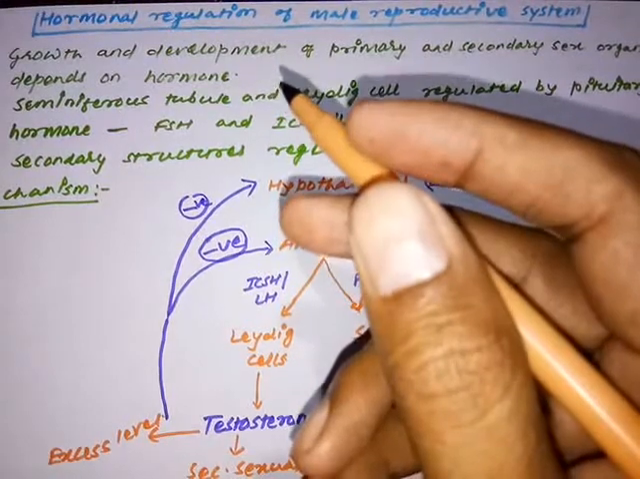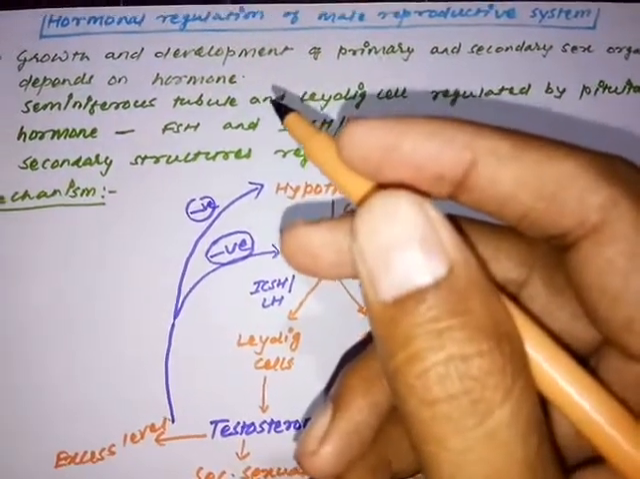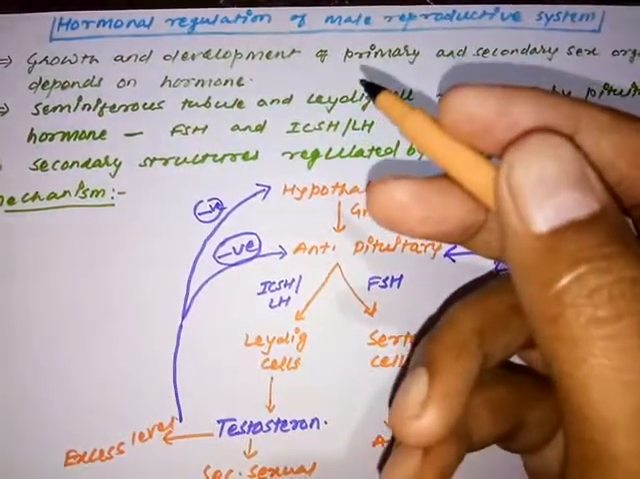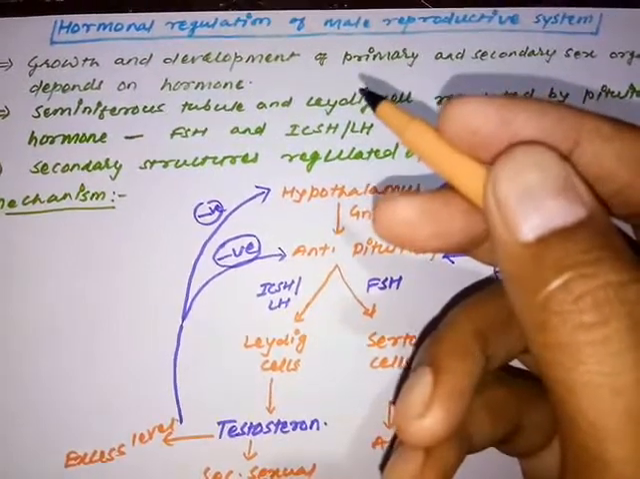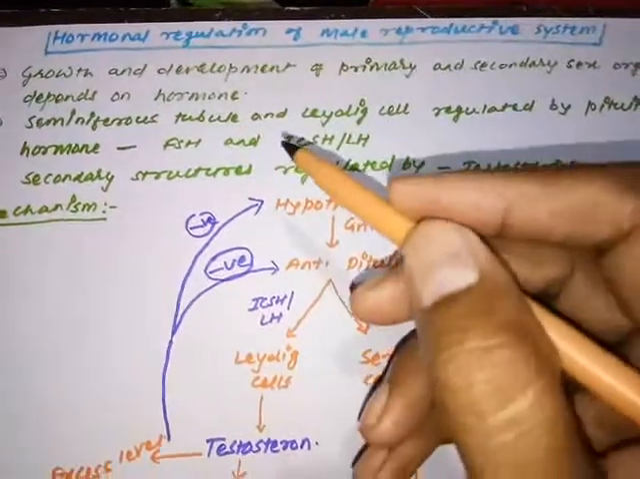How and how are these being influenced? Their development is being regulated. How? That is what we are just going to discuss today. So the development, the growth and functioning of all these structures depend upon certain hormones. So that is what we are saying. This is the hormonal regulation of the male reproductive system.